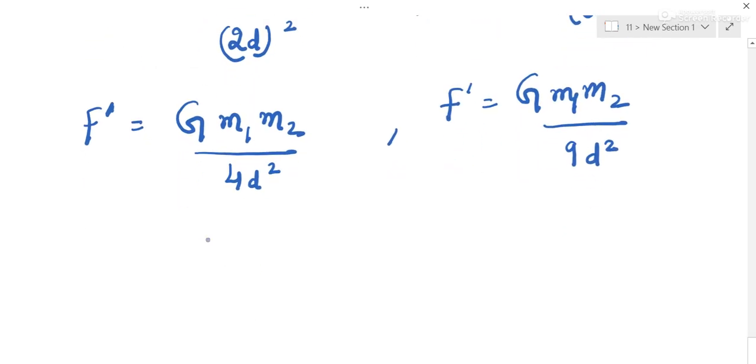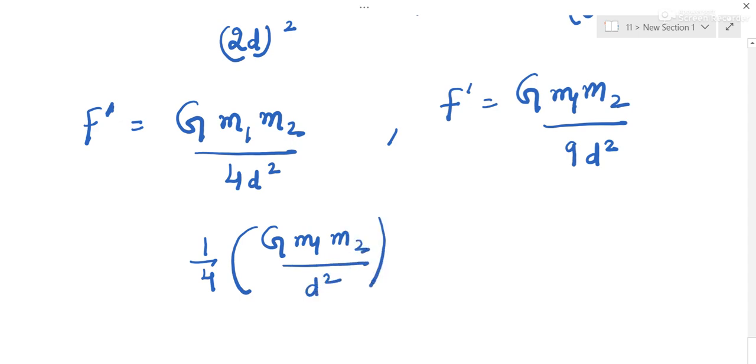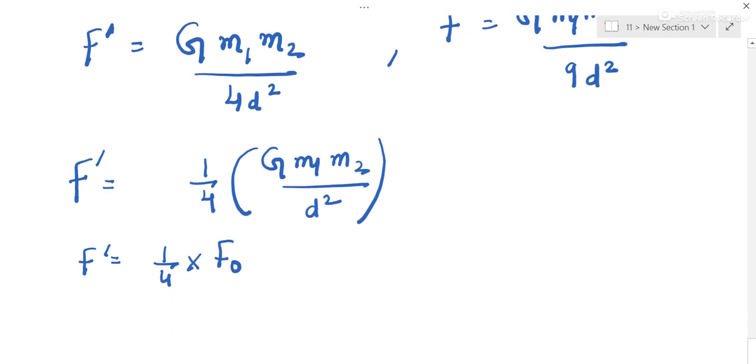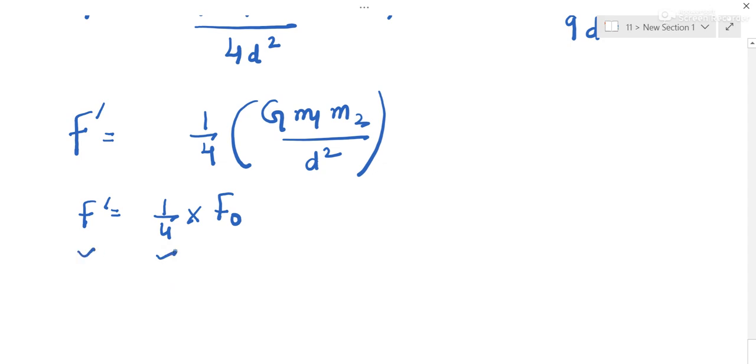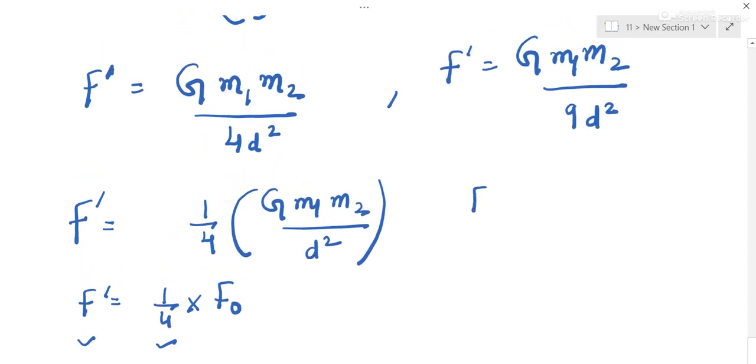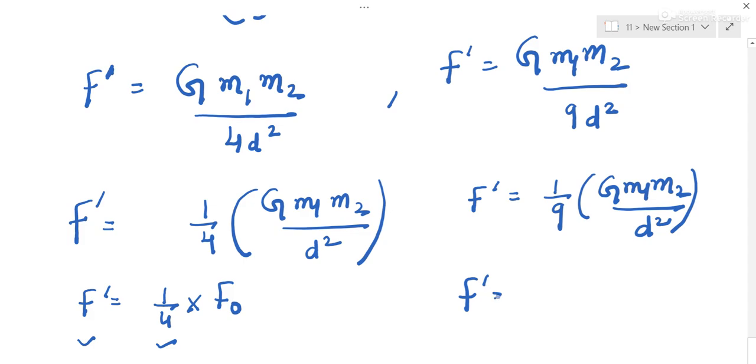So we will keep number outside. So this is 1 by 4 and rest is G m1 m2 by d square, and this is your new force. So new force is 1 by 4 times original force. So if distance is doubled, new force will be 1 by 4th time. And here you can see 9 is the number, it is down. So we will write it as 1 by 9 G m1 m2 by distance square. So new force will be 1 by 9 times original force.